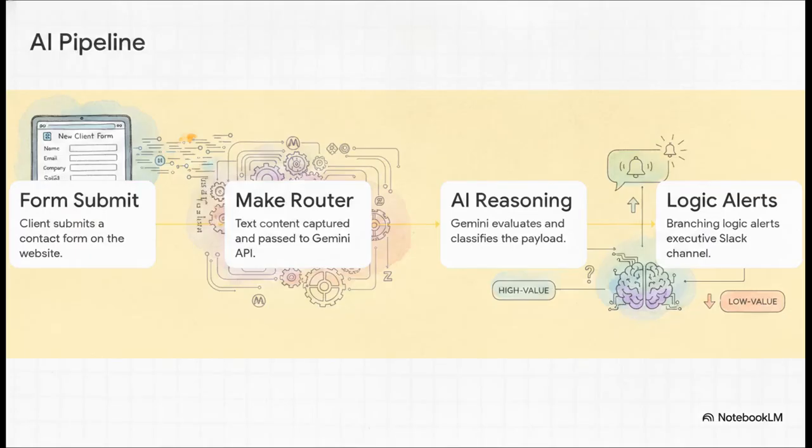And we can actually string these autonomous actions together using visual automation builders like Make.com or Zapier. It creates this incredibly powerful if this, then that pipeline. So imagine a trigger fires, like a new client fills out a form. Make.com catches that data and passes it instantly to the Gemini API. Gemini then uses a strict prompt to logically classify if the client is high value or low value. Based on that AI reasoning, branching logic automatically pings an executive's Slack channel. It is a completely hands-free, intelligent multi-step system.